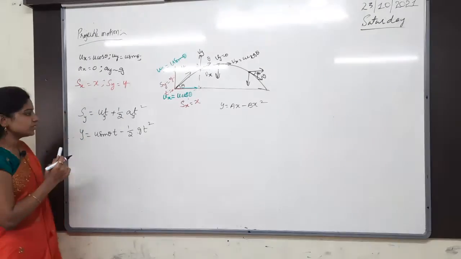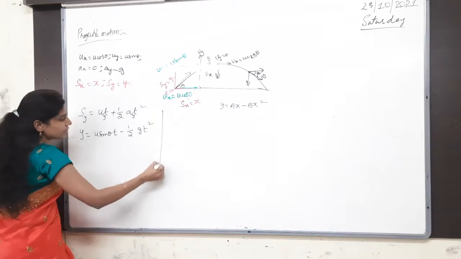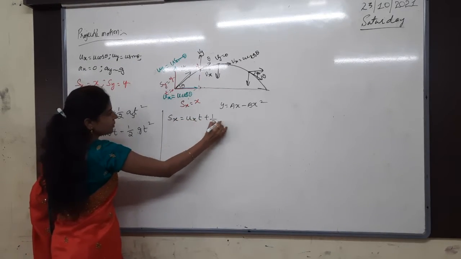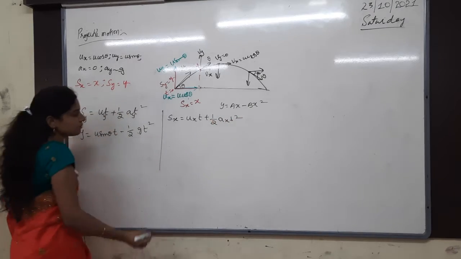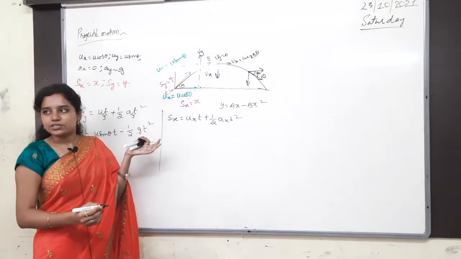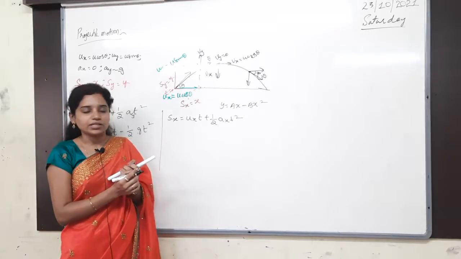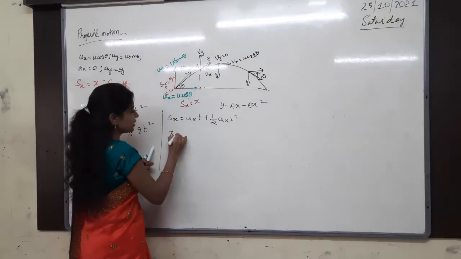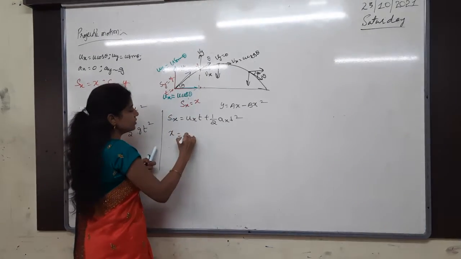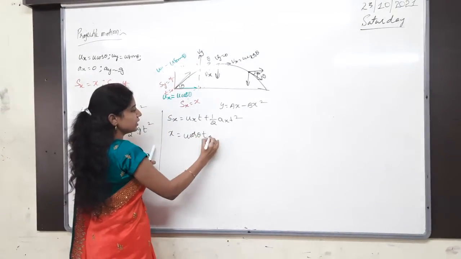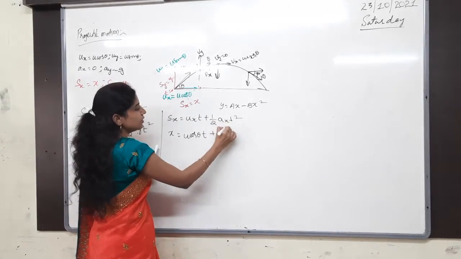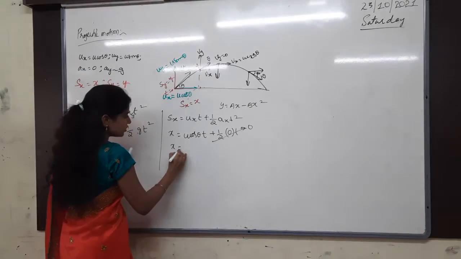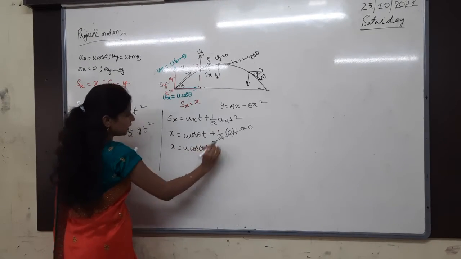For that purpose, I will take sx again. Sx is equal to what can I write? uxt plus half ax t square. S is equal to ut plus half at square only, but in the horizontal direction I have taken. So sx, what is the value? X is equal to ux, which is u cos theta, into t plus half into 0 into t square. Then everything becomes 0. Then x is equal to u cos theta into t.